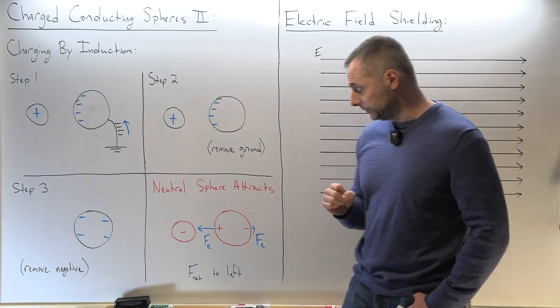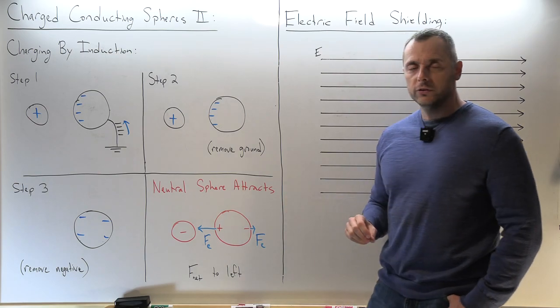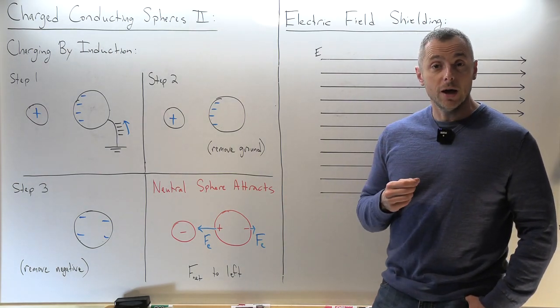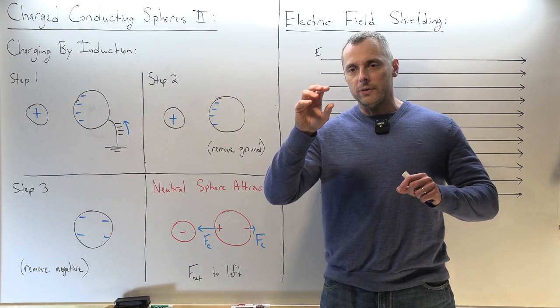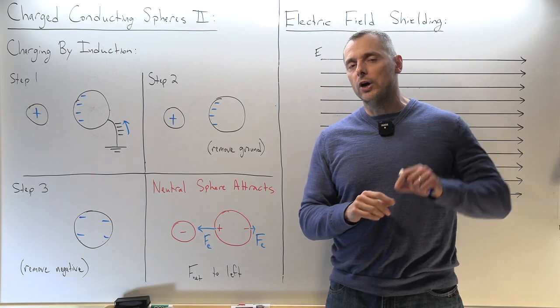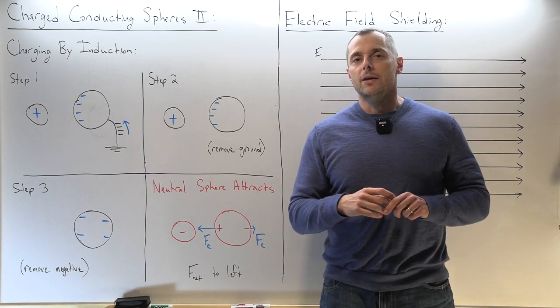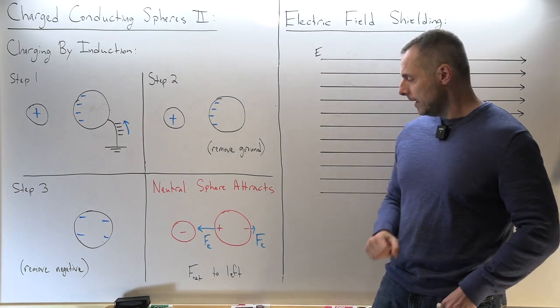using charging by induction. Another thing I want to point out is that neutral spheres are attracted to charged objects. Using Coulomb's law, if you use F equals k Q1 Q2 over r squared, you would think that with one of the charges being 0, the force between the two objects should be 0.